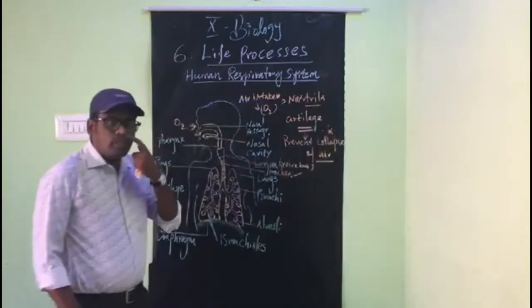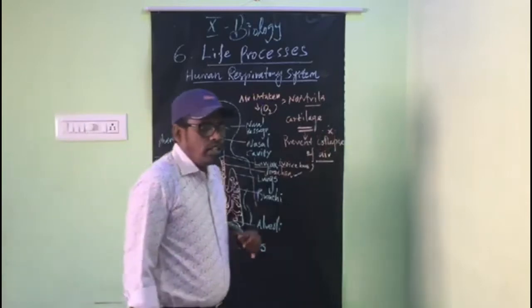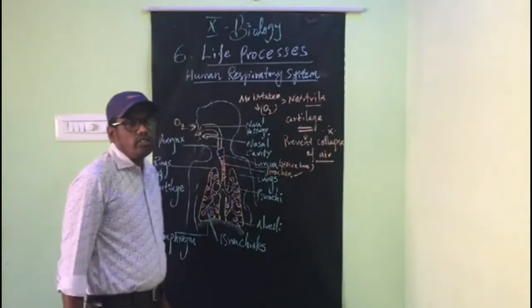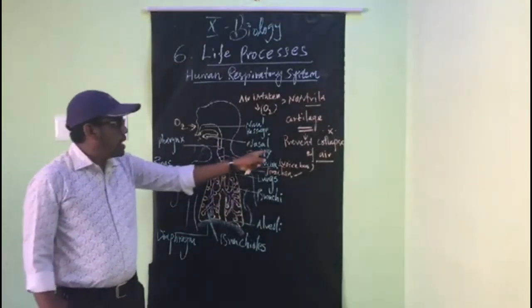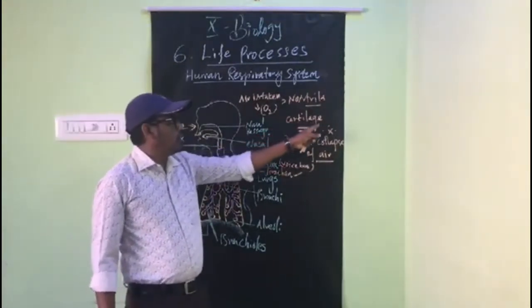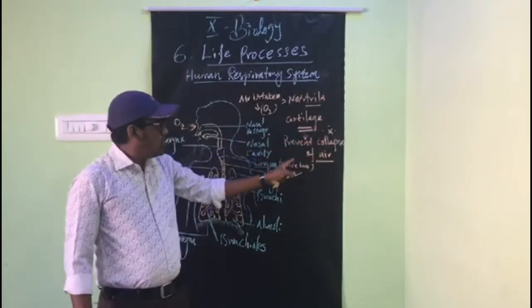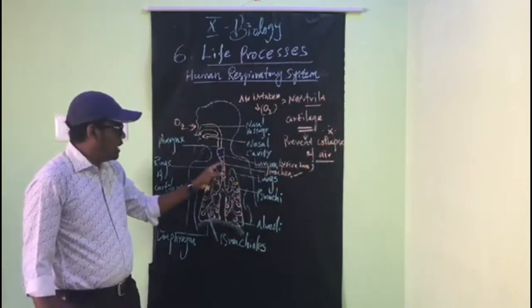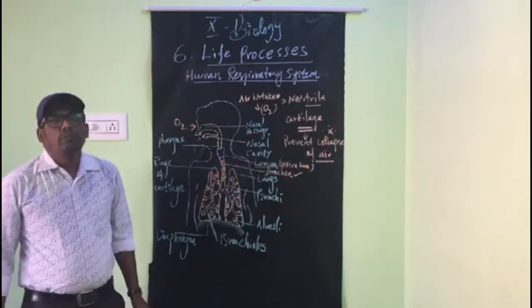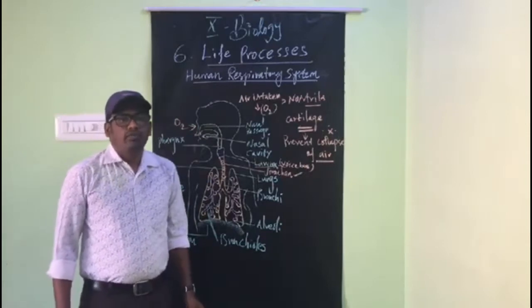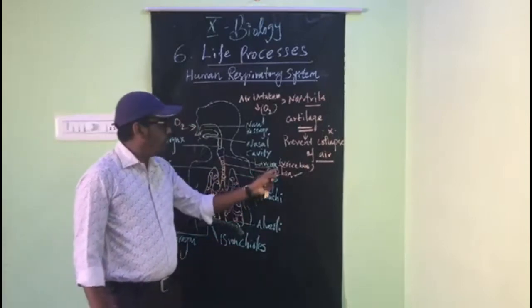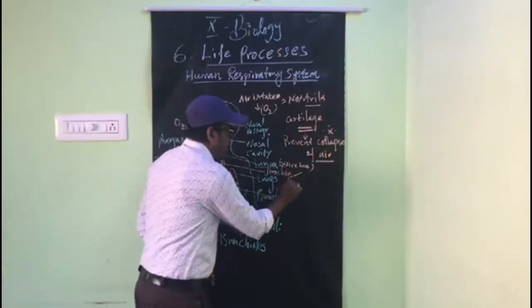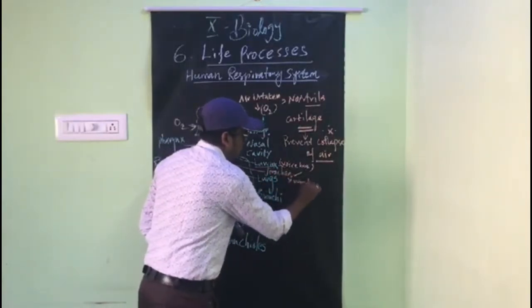What is the trachea? What is it made of? What is its function? The trachea is made up of the connective tissue cartilage, which prevents the collapse of the air passage. Fully cartilage is present, and it is a connective tissue. The trachea is also called the windpipe.